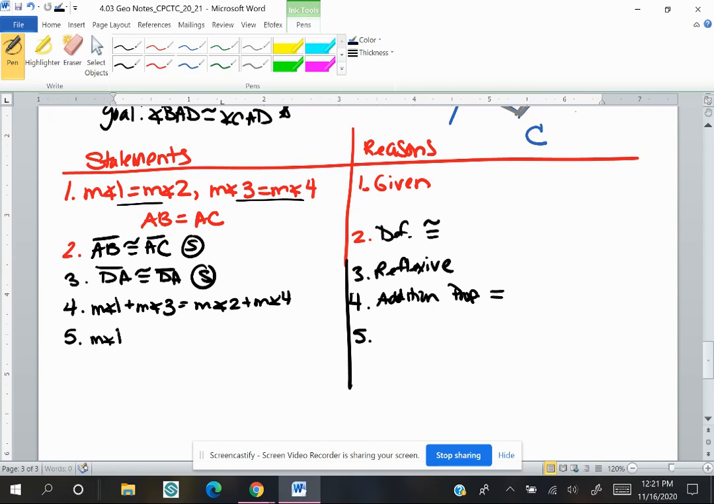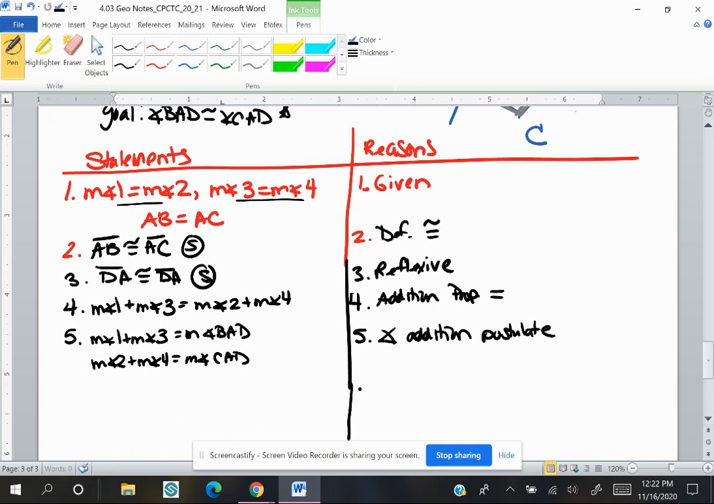Well, I know that measure of angle 1 plus the measure of angle 3 equals the measure of angle BAD. Likewise, I know the measure of angle 2 plus the measure of angle 4 equals the measure of angle CAD. And that is our angle addition postulate. It just means the sum of the parts equals the whole.